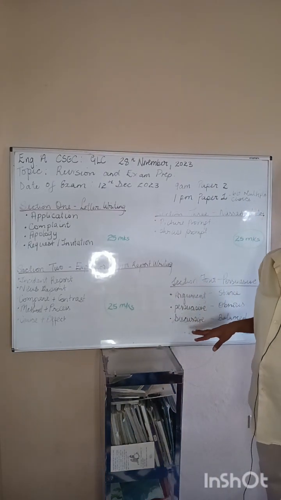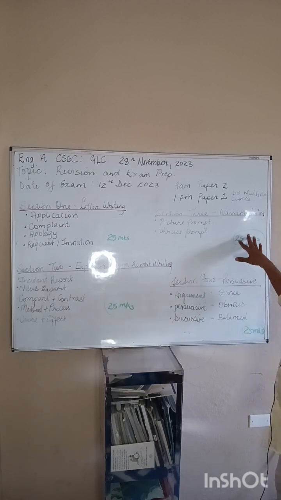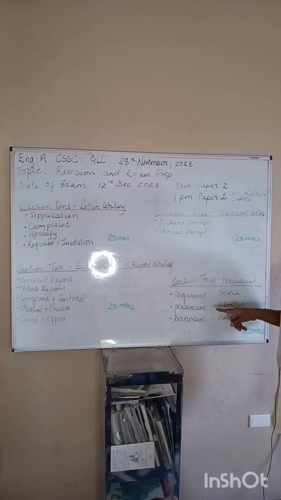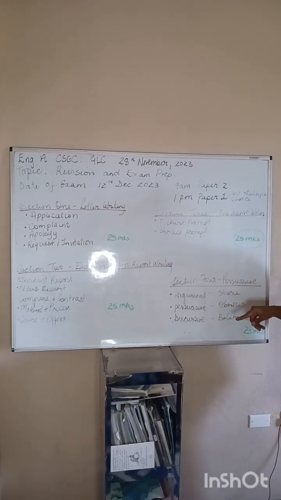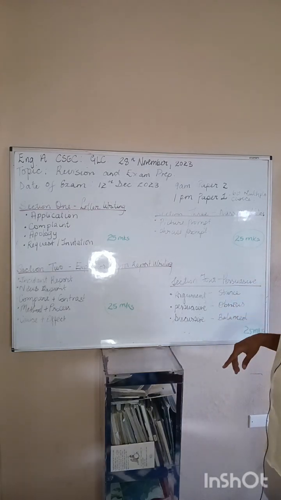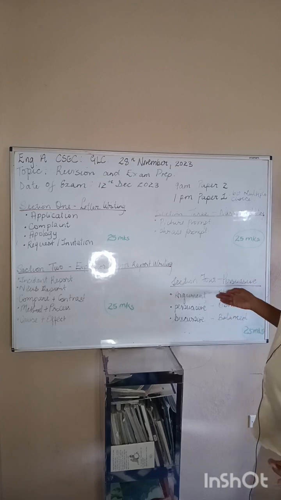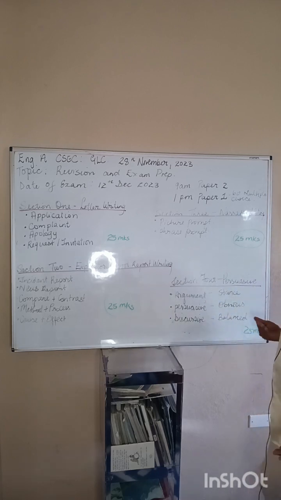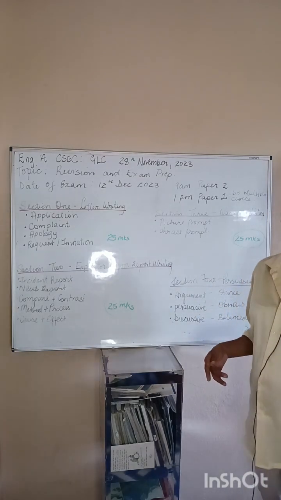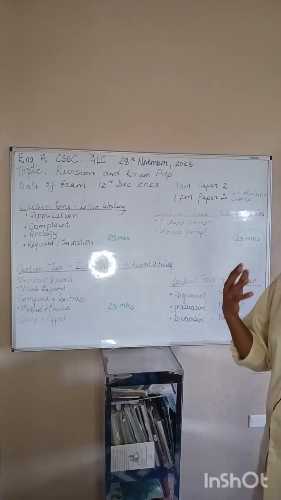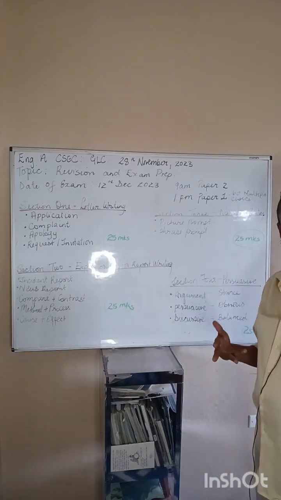Section 4, this is also 25 marks. Section 4 is your persuasive writing. Persuasive writing, as you know, can come in 3 different formats. We have the argument, where you take a stance. You argue whether or not you agree or you disagree.